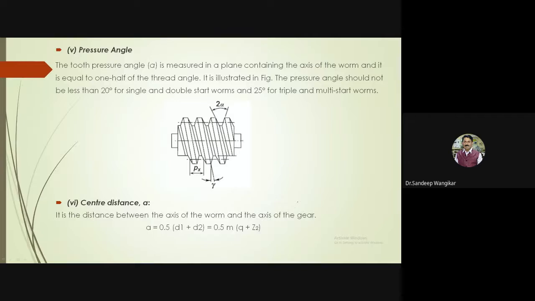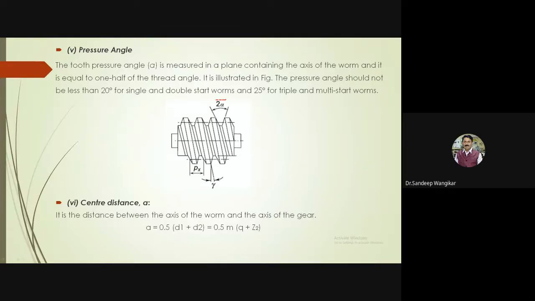Pressure angle. The tooth pressure angle alpha is measured in a plane containing the axis of the worm, and it is equal to 1/2 of the thread angle. So pressure angle we all know. It is measured in a plane containing the axis of the worm. Here you can see in the diagram, it is mentioned as 2 alpha. It is equal to 1/2 of the thread angle as shown in the figure.